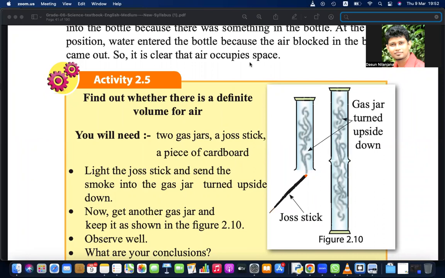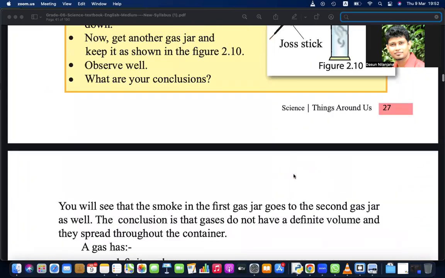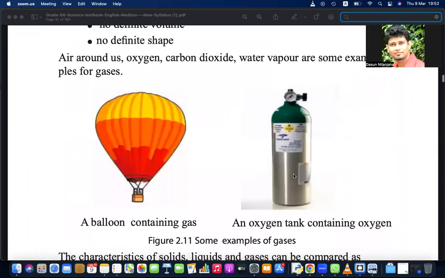That's why we feel smell very easily. It spreads. If you keep it open, it goes everywhere. That is the nature. Okay, that is about gas here.